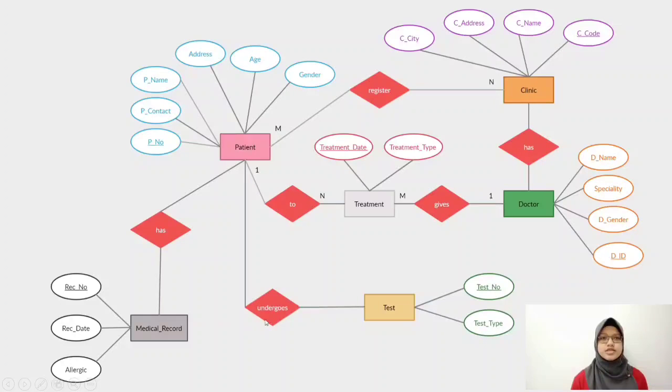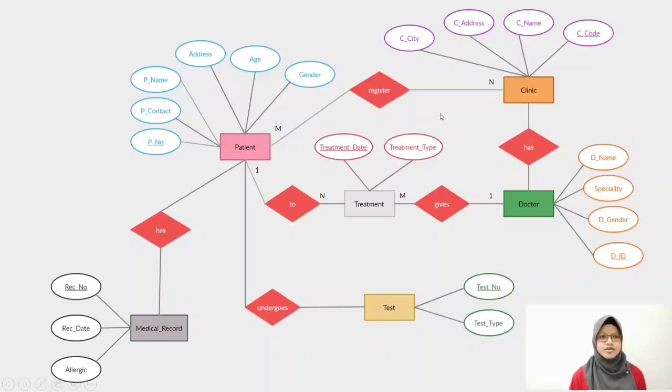Next is the relationship. A relationship is an association among two or more entities. The diamond shape represents the relationship type. Here, the relationship between patient and clinic is registered. So the meaning here is that the patient needs to register at the clinic first.